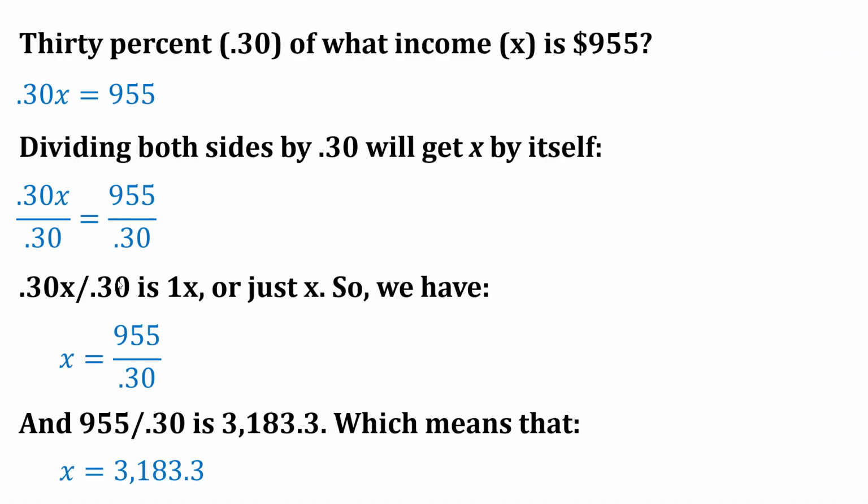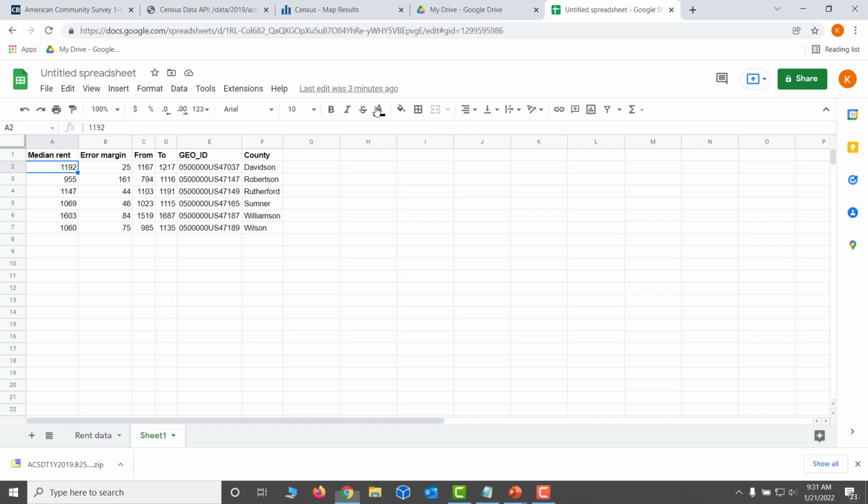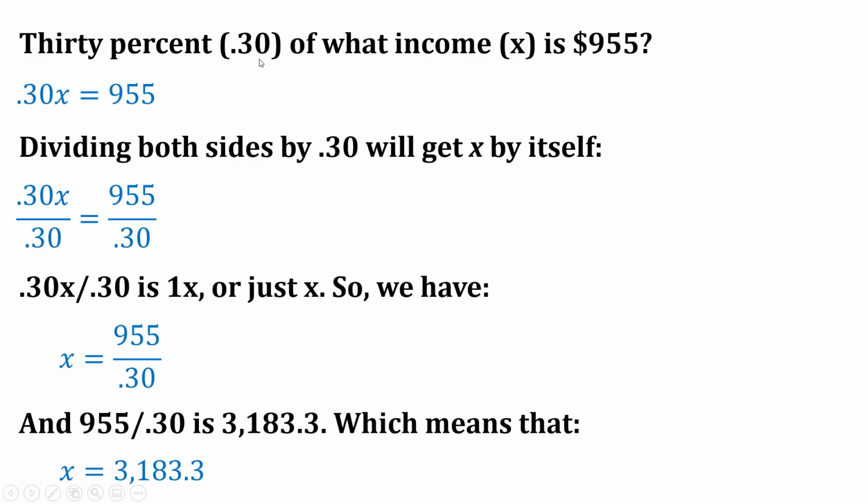Or from high school. We're going to use a little bit of algebra. All we need to know is, I'm using the $955 figure here from Robertson County. So if I want to rent an apartment in Robertson County, the median rent is $955 a month, and 30% of what income is going to give me $955 a month, or allow me to afford this apartment.